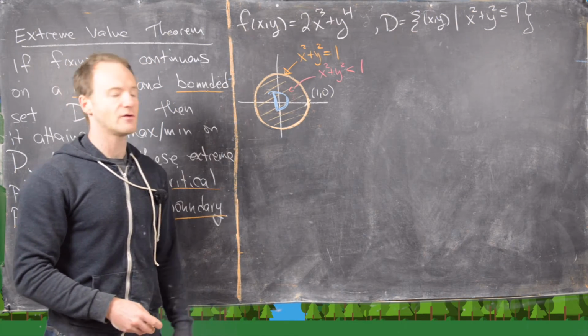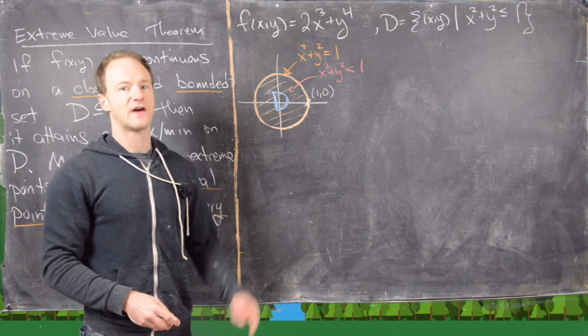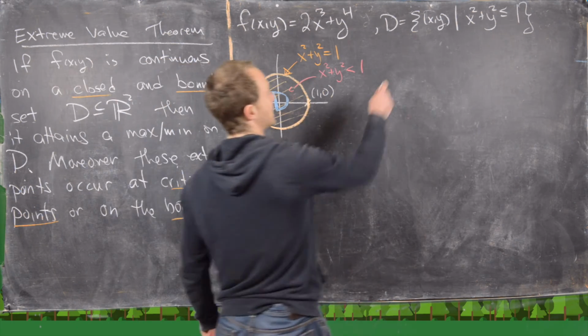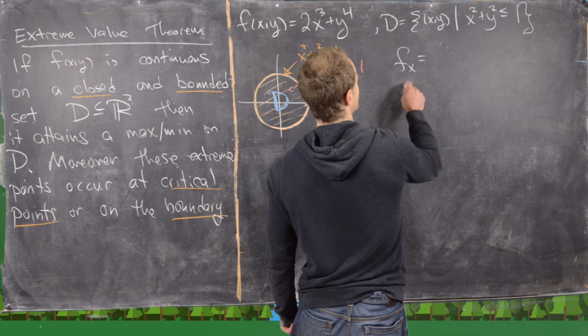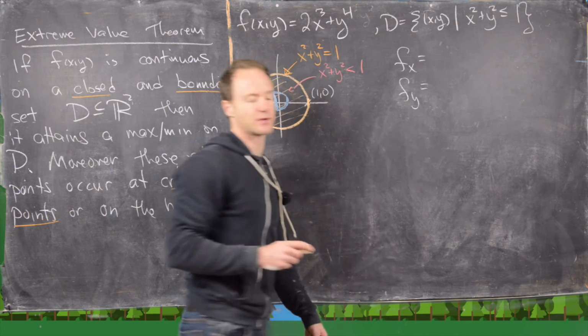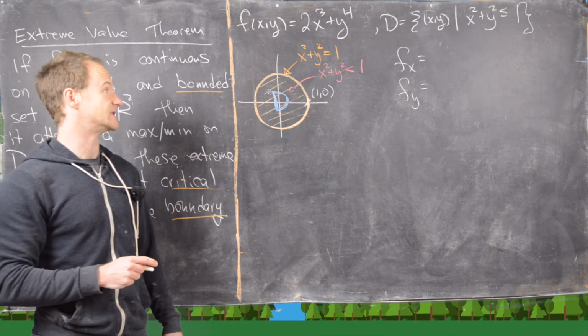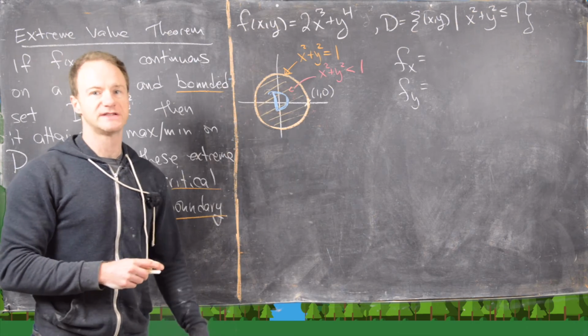Okay. Good. So now that we've got our picture, let's go ahead and find our critical points. In other words, the places where the partial with respect to x and the partial with respect to y are simultaneously 0. So in this case, we've got a pretty simple function.